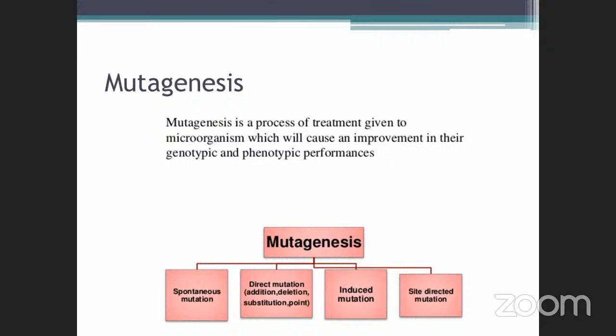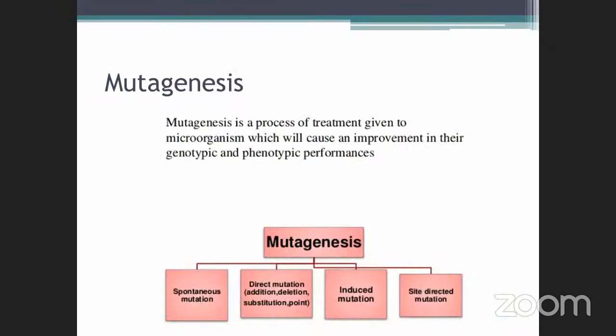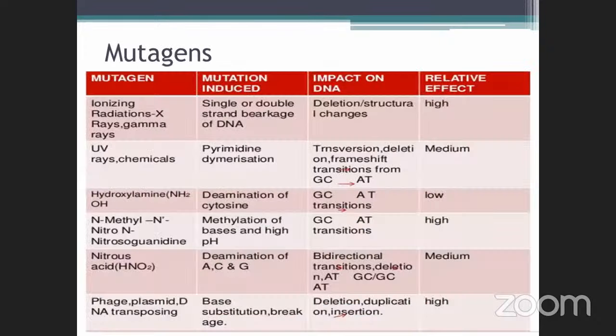Then direct mutation, induced mutation, and site-directed mutagenesis. So basically, these are the four different types of mutagenesis. It depends. For example, induced mutation is used because you are inducing the mutation. For that, you may select different mutagens like ionizing radiation, like gamma radiation, which causes single or double-stranded DNA breaks, and deletion and structural alteration is generally carried out.